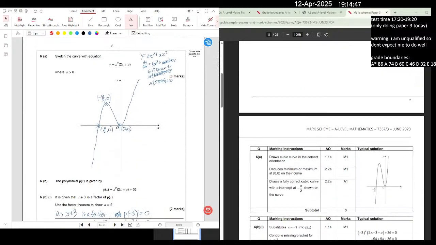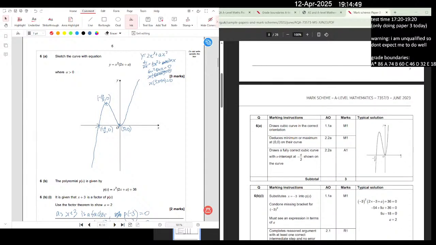Okay, sketch. Now time for the sketch. Draws cubic curve in the correct orientation, so 1 for that. Deduces minimum or maximum at 0, 0 on their curve. 0, 0, so plus 1 for that. Draws a fully correct cubic curve with x-intercept negative a over 2. Yeah, okay, 3.